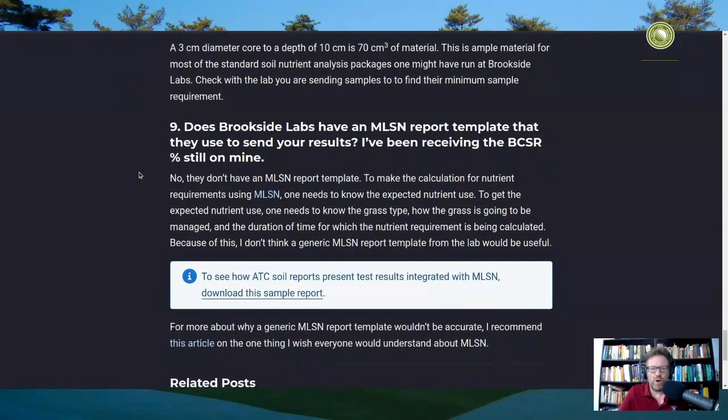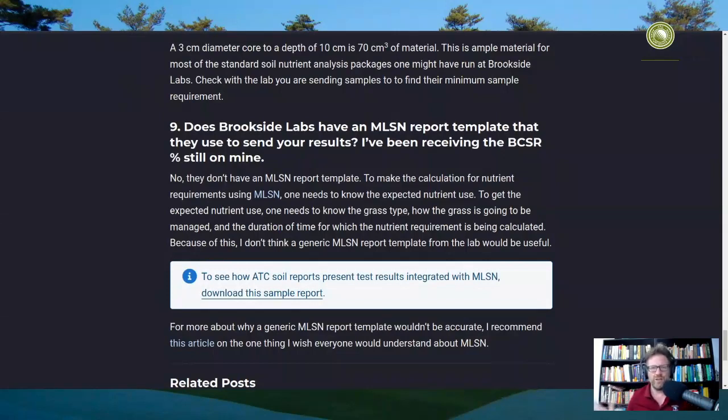The final question was, does Brookside Labs have an MLSN report template that they use to send your results? I've been receiving the BCSR percentage, the base cation saturation ratio percentage, still on mine. The answer is no, they do not have an MLSN report template.